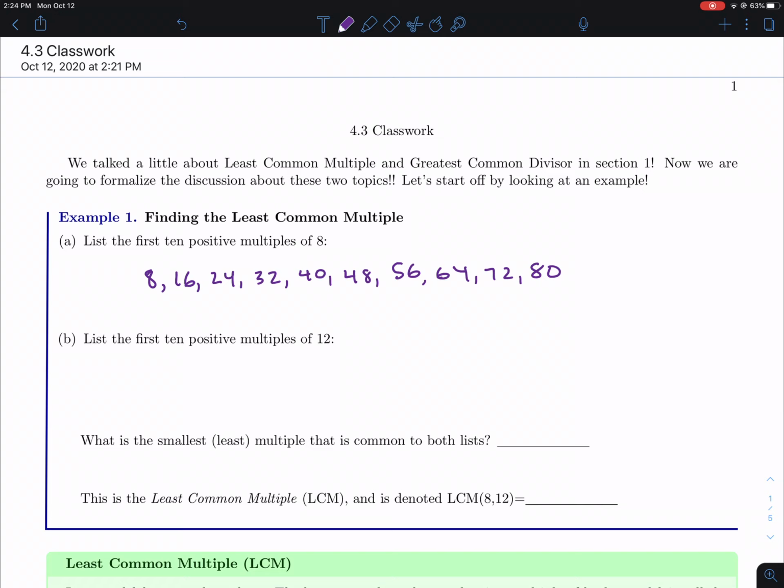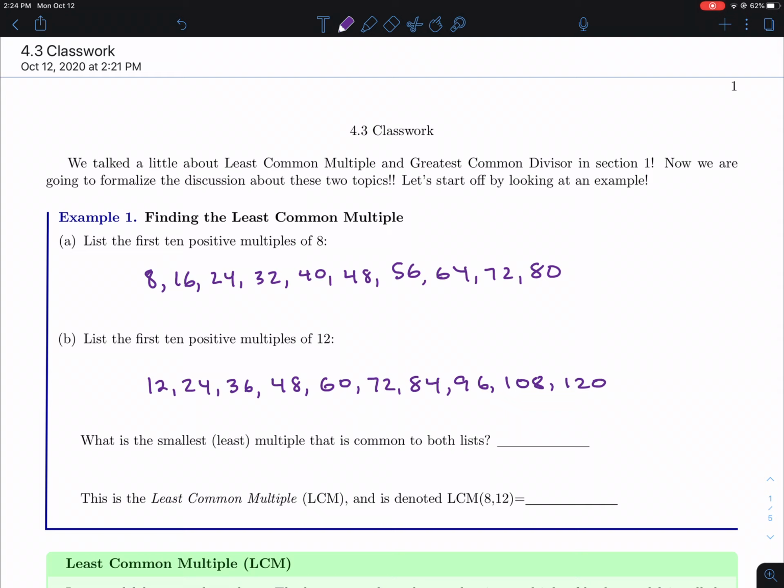And now we want to do the same thing for multiples of 12. So we get 12, 24, 36, 48, 60, 72, 84, 96, 108, and 120 in this case.